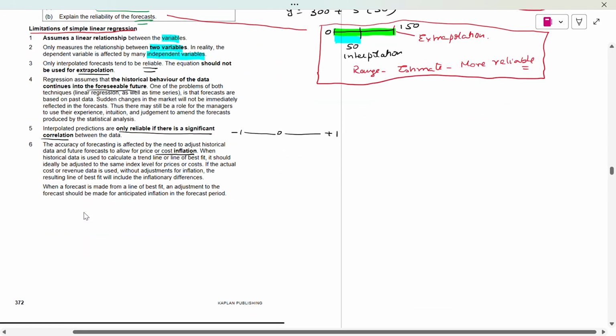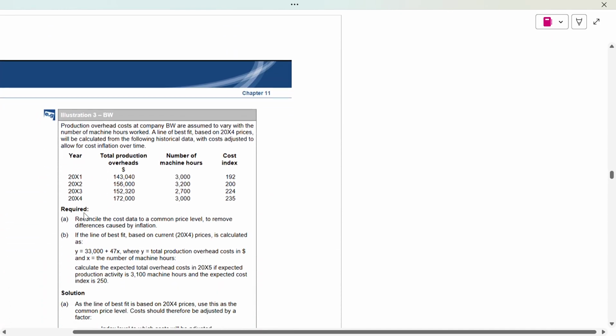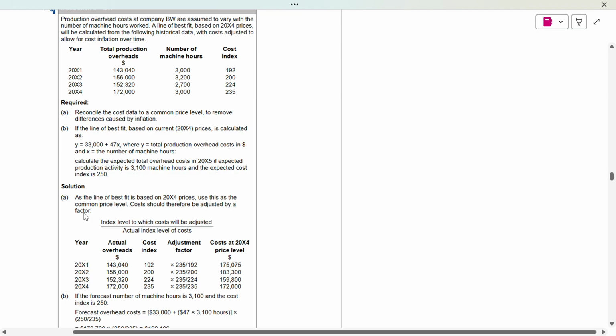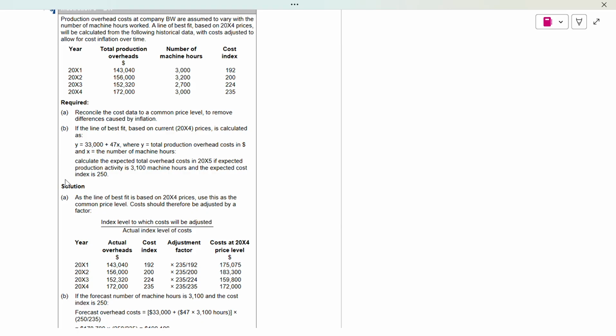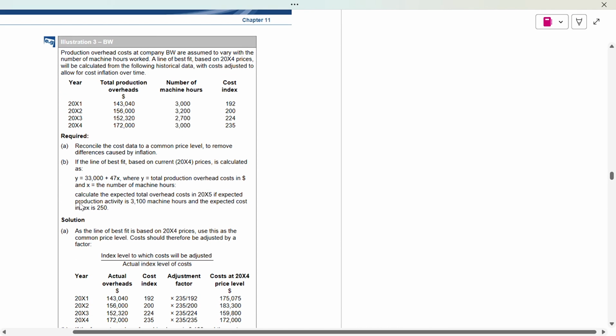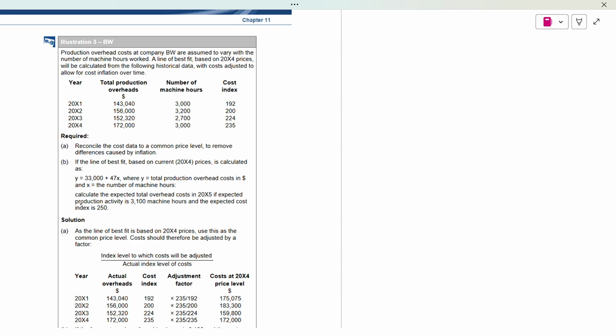Next. See what they have given. Just go through the things. Again, there is something new. Read again, understand, and move ahead.